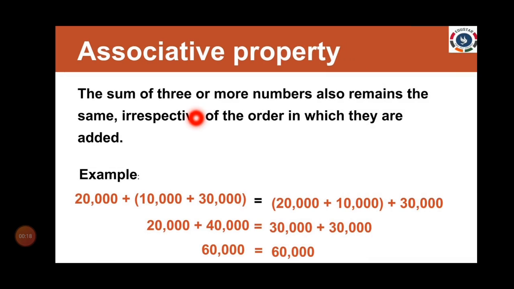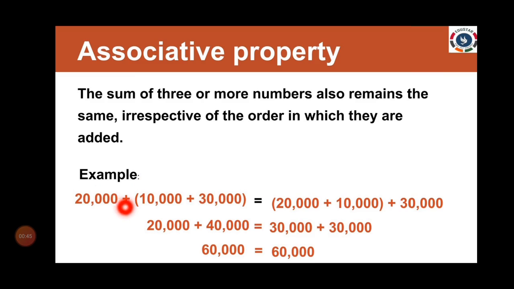The next property, associative property. The sum of three or more numbers also remains the same irrespective of the order in which they are added. For example, here three or more numbers means we are having three numbers. On the left, the same values are given on the right side also. Okay, we are going to add the second and third values first.